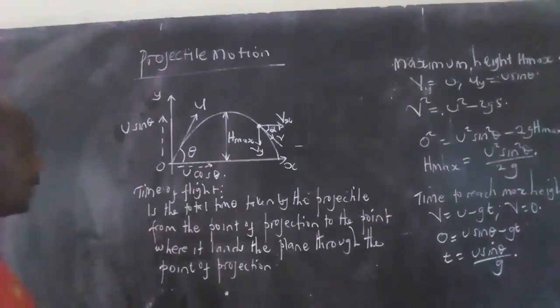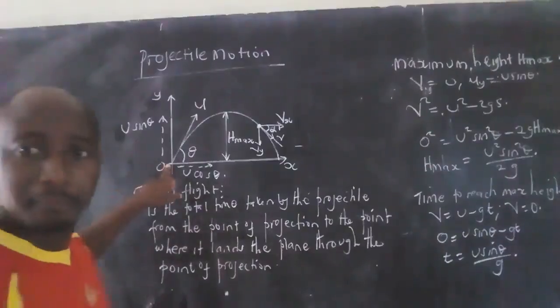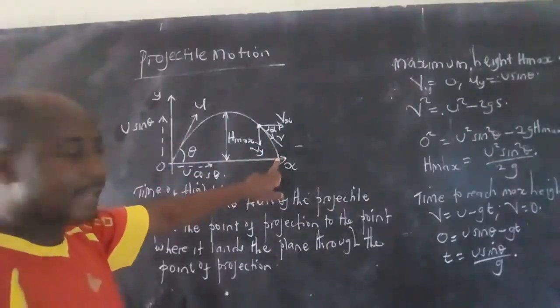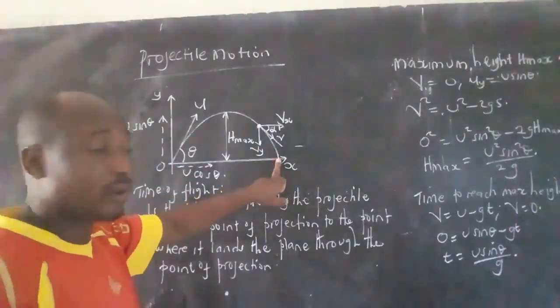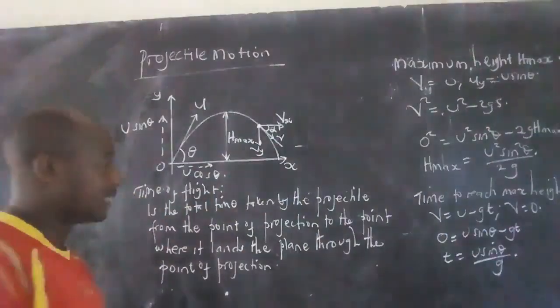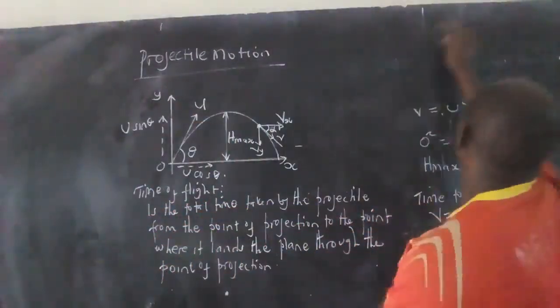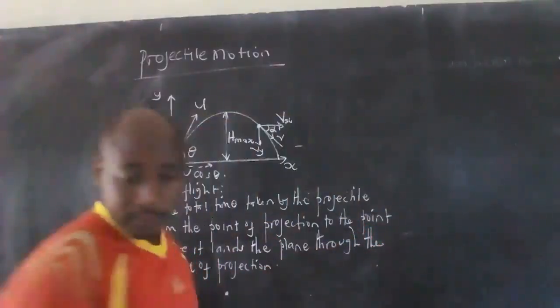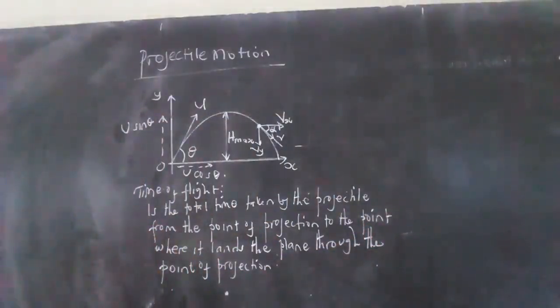So we are saying that if the ball is kicked from here, maybe in a pitch, and then it moves under this projectile path and lands here, the total time taken for the whole journey is the time of flight. So let us get the time of flight.